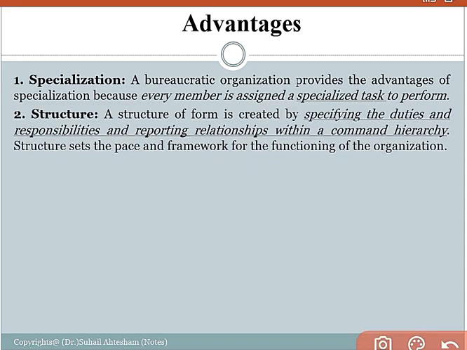Structure is related to specifying the duties, responsibilities, and reporting relationships within the command of hierarchy. So in a formal structure, there are duties and responsibilities, rules and regulations, and foundations in the organization that have to be followed, and there is a well defined structure in which we all know who is working at which level, what the roles and responsibilities of each designation are, and who is responsible and accountable for what work. So this will be the second advantage.